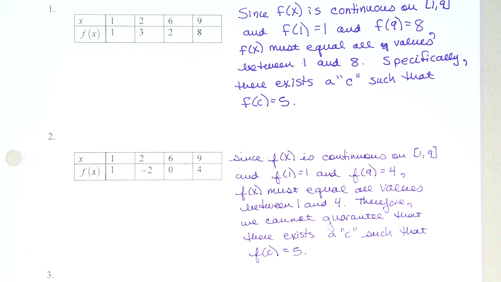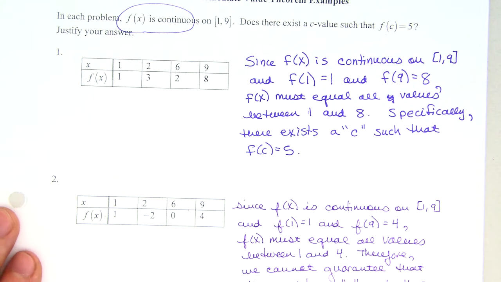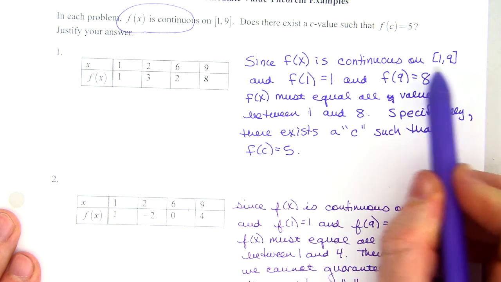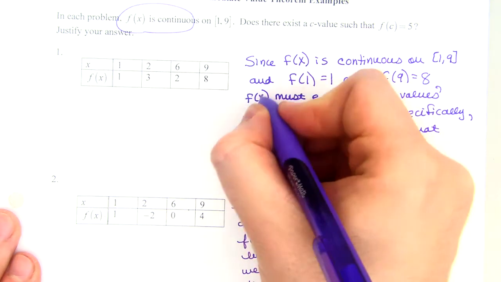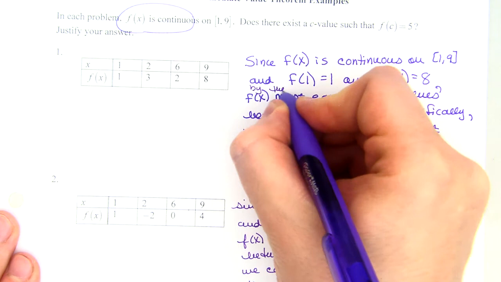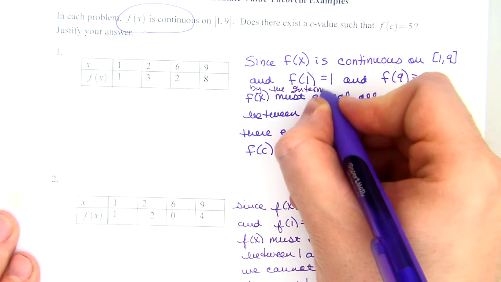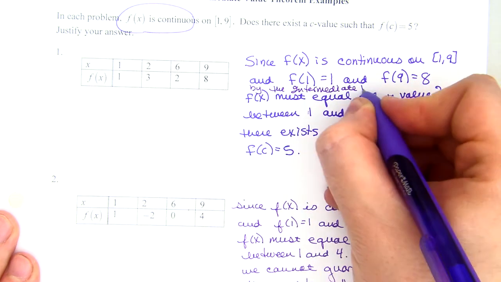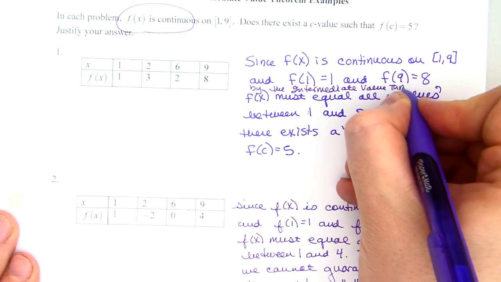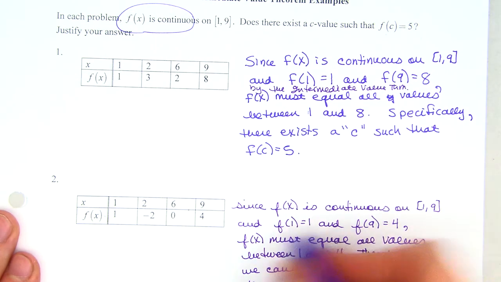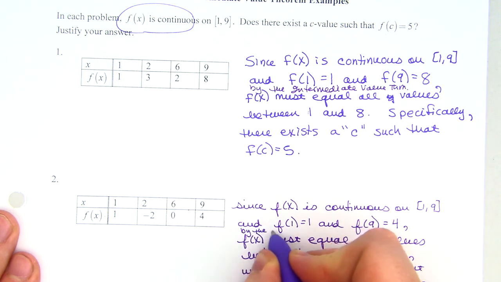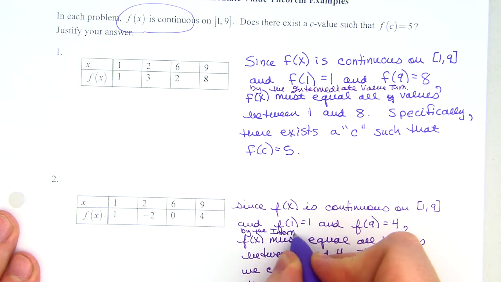Oh, and I'm realizing in the example I did in class, and the example I'm doing here, I left out an important piece. We're going to go back to that, and we're going to say something about using the intermediate value theorem. Since f of x is continuous on 1 to 9, and f of 1 equals 1, and f of 9 equals 8, by the, sorry, I was rushing at the end of class, by the intermediate value theorem, and I'm going to add that in down here as well, by the intermediate value theorem.